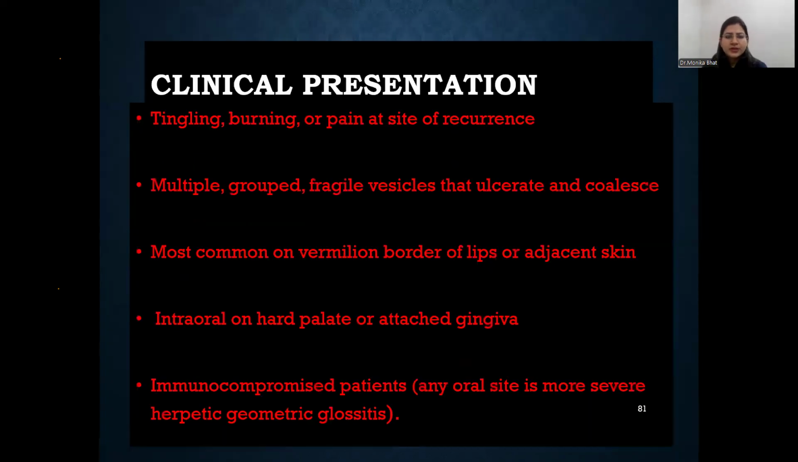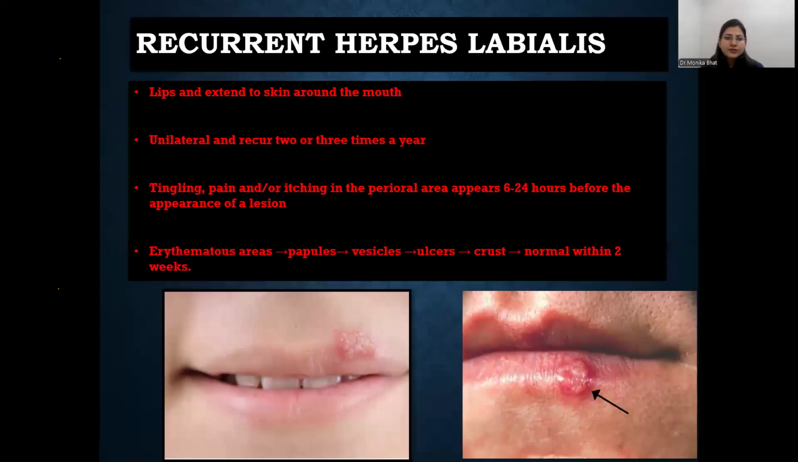The clinical presentation, again, there are ulcers, so the patient will have the burning or the pain at the site of the recurrence, multiple grouped or fragile vesicles that ulcerate to collapse, most common on the vermilion border of the lips or the adjacent skin. In immunocompromised patients, any oral site is more commonly seen in this category. Glossitis can be there intraoral on the hard palate or the attached gingiva.